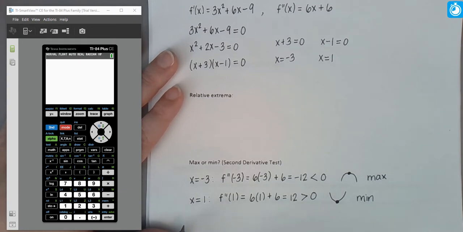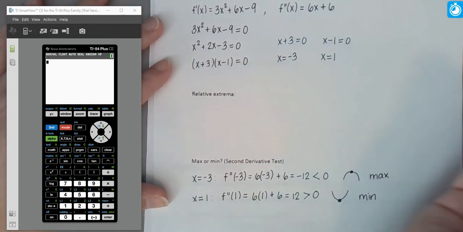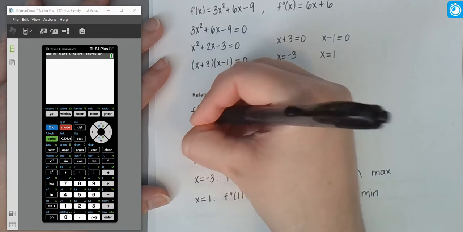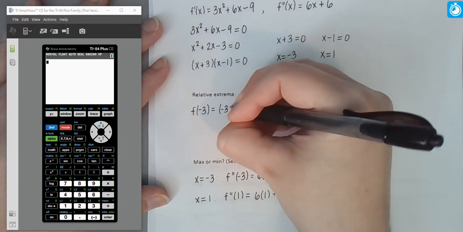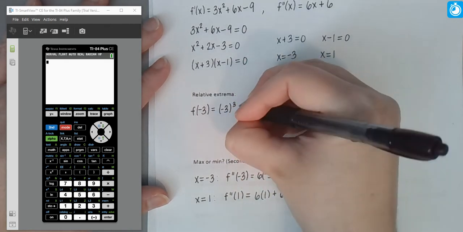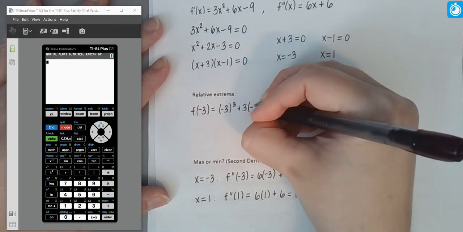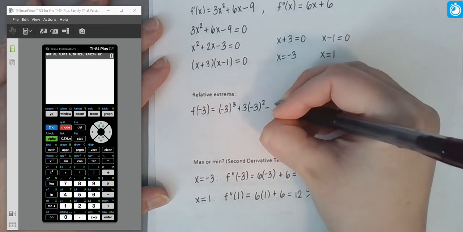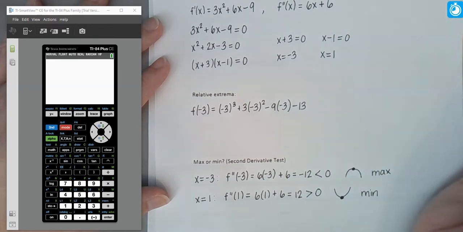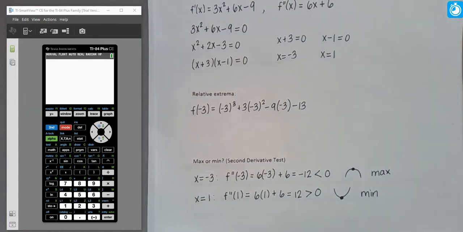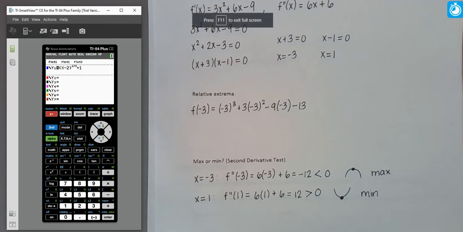If I'm looking for actual outputs associated with specific inputs, I've got to plug each of these into the original function. So f of negative 3 is going to be negative 3 cubed plus 3 times negative 3 squared minus 9 times negative 3 minus 13. We can either evaluate it that way or type in our function. Let's do that here and use the table.